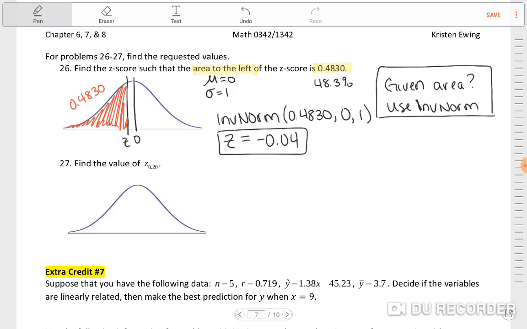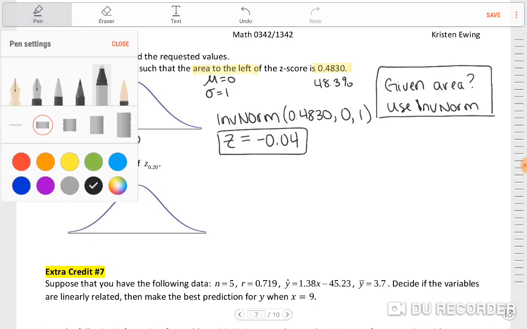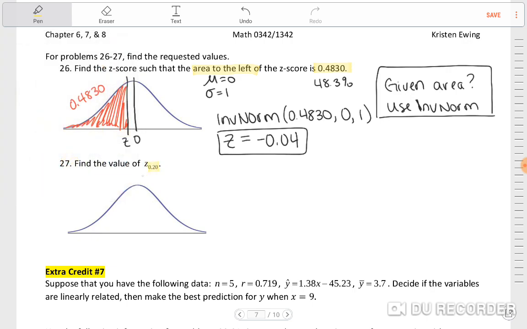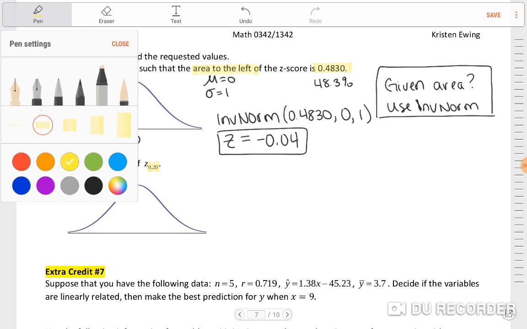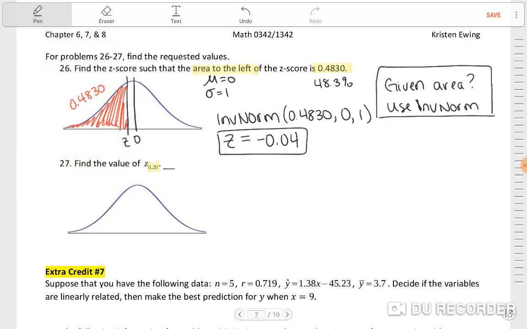Okay, let me see. Yes, you have one like this, and like 27. Find the value of z sub 0.20. Okay, so remember that this number right here is giving you the area to the right. I know it makes it confusing. Of course, this is area to the right.